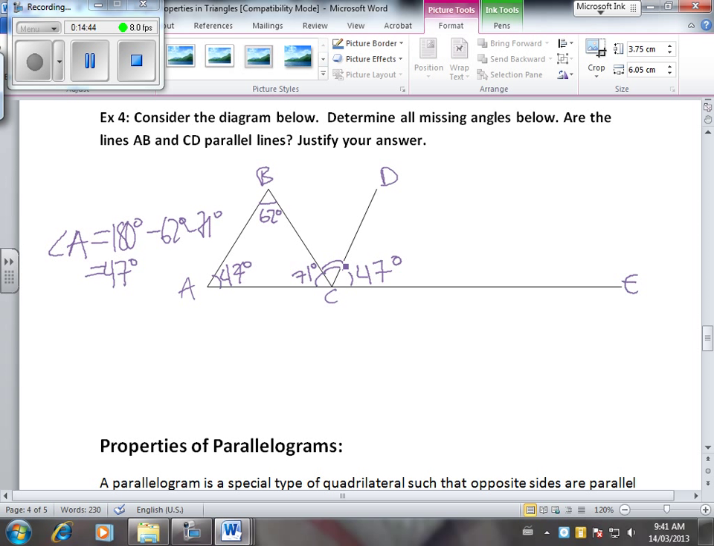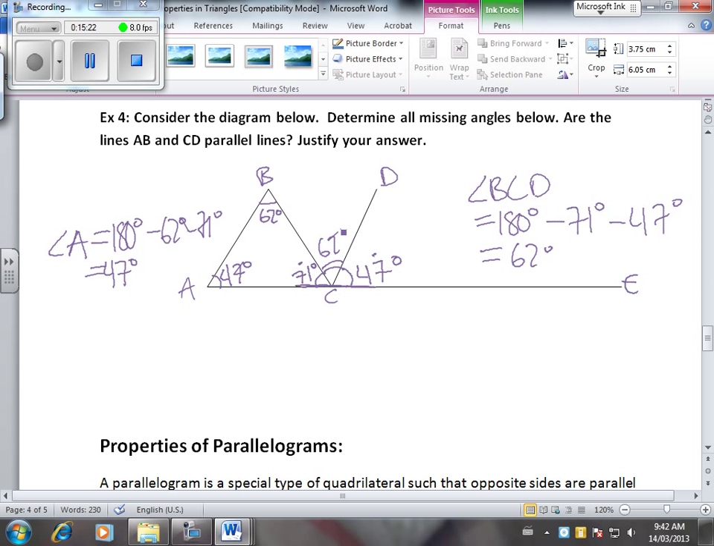Let's look at what that angle is on. If you look, this angle is on a line with these other 2 angles, this angle here and this angle here. Even though there's 3 and we've been working with 2, they still have to equal 180 degrees. So angle BCD equals 180 degrees minus 71 degrees minus 47 degrees, and that equals 62 degrees. So up there is 62 degrees.